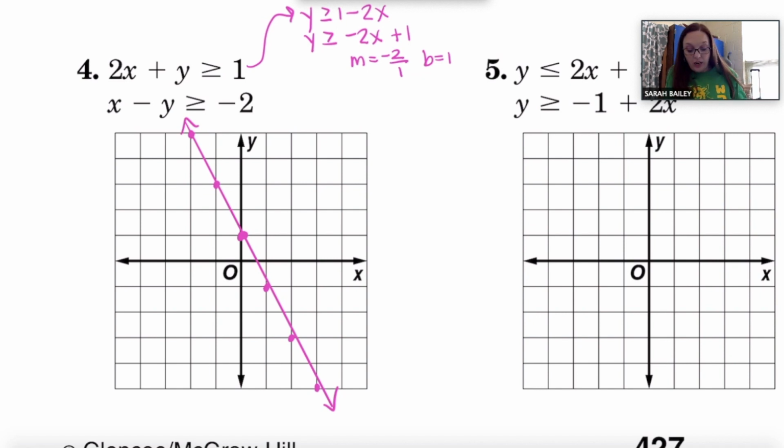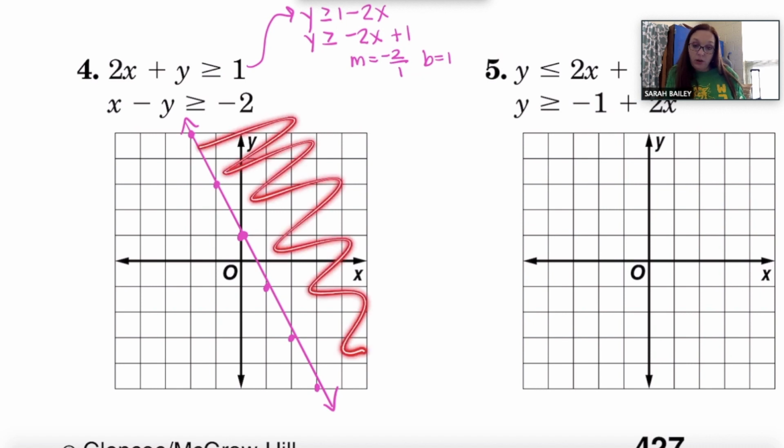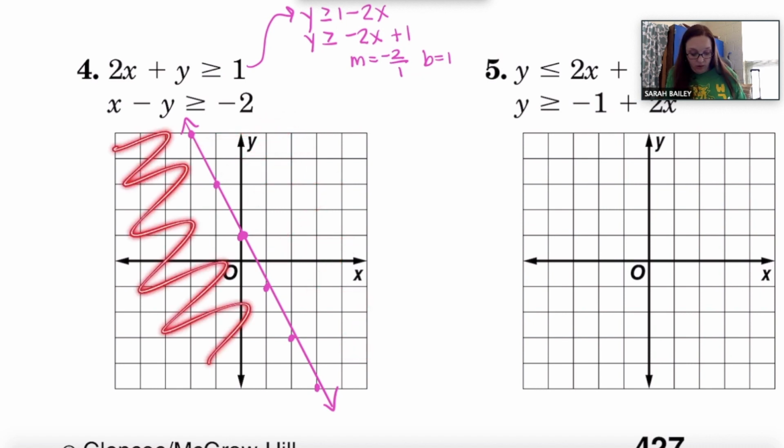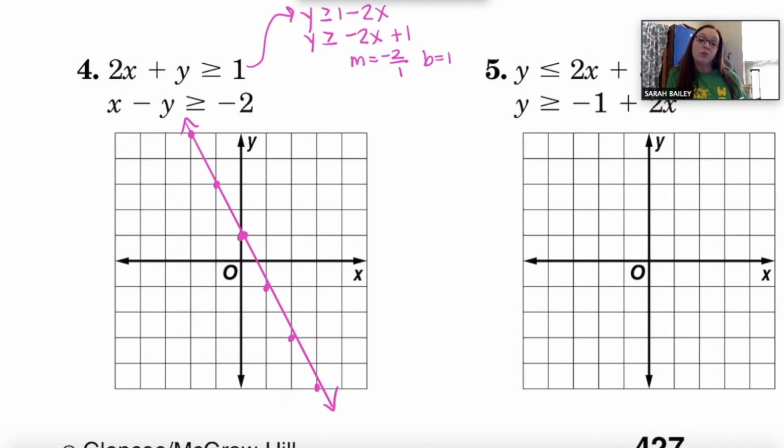So do I shade above the line over here, or do I shade below the line over here? Well, you can pick a test point, a point that's not on the line, and see if that point is a solution. So for example, 0, 0 is not on the line, so I could see if 0, 0 would be a solution by plugging 0 in for x and y here and solving. But you probably have already guessed from a previous lesson that when we're graphing an inequality written in slope-intercept form, which this one is, greater than or equal to means I'm going to be shading above the line. So in this case, I already know that I'm going to be shading above the line.